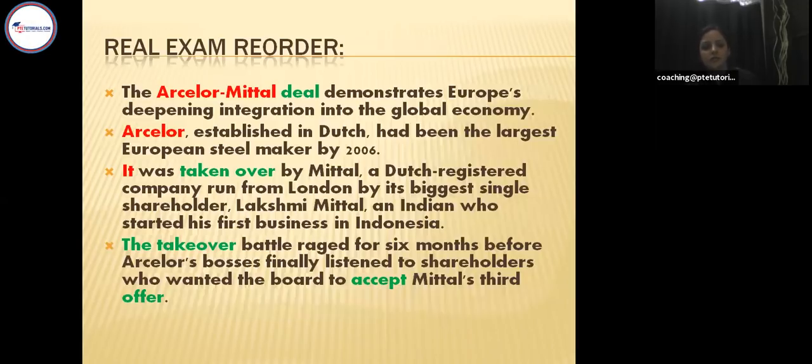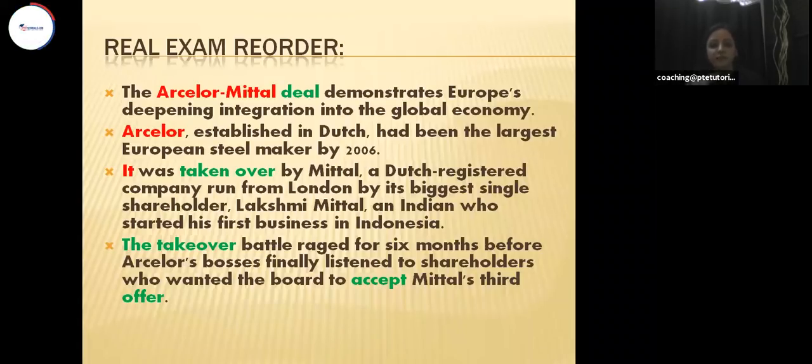Next is the takeover. So I'm keeping my second sentence as my opening sentence. After that, it had been the largest European steel maker by 2006. That Arcelor company, the steel company, which was established in 2006, was taken over by Mittal. Now I got it. That's why in the first sentence they have written ArcelorMittal, meaning the collaboration of two companies. One was overtaken by the other.